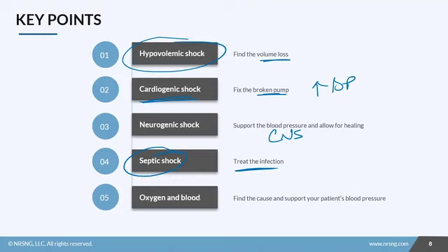And most importantly, shock is the result of not getting the oxygen in the blood to all the tissues because you have low blood pressure. So if you find the cause and support your patient's blood pressure, you're going to get that oxygen and the blood all to the necessary tissues.